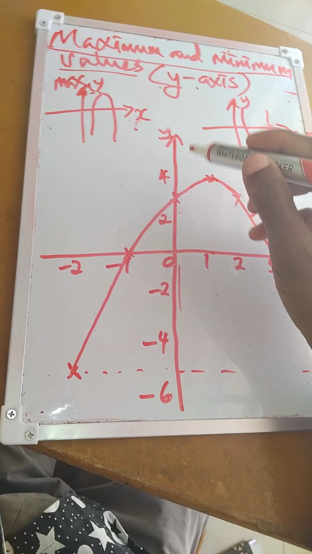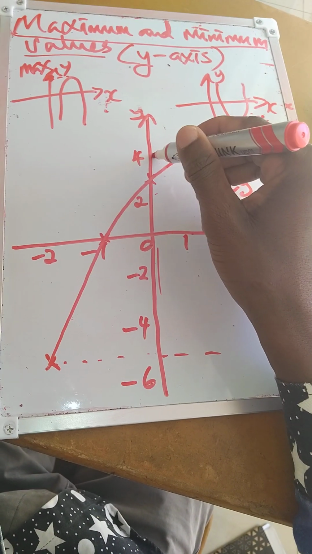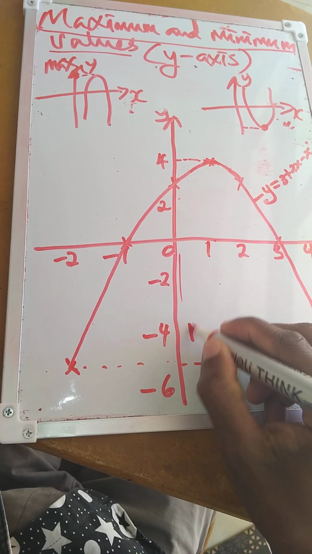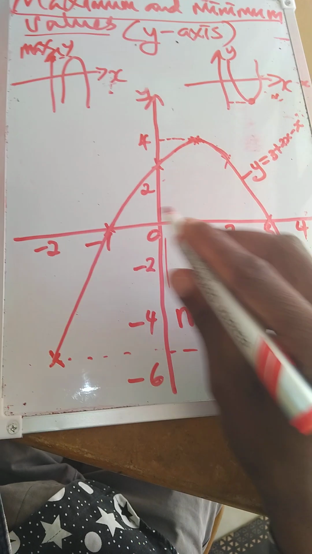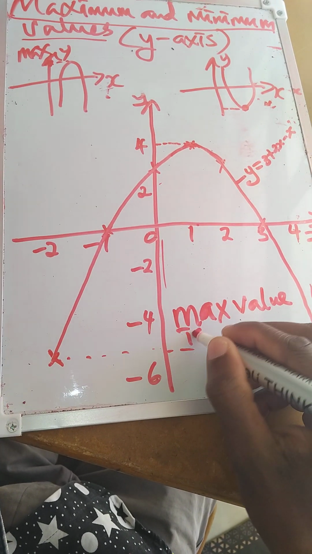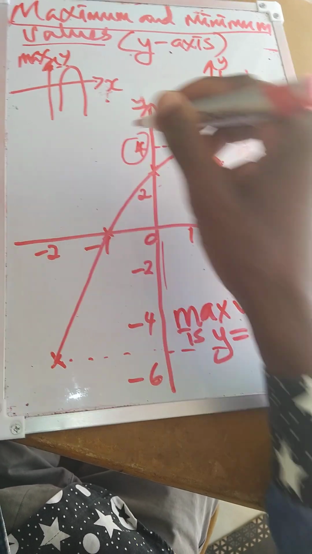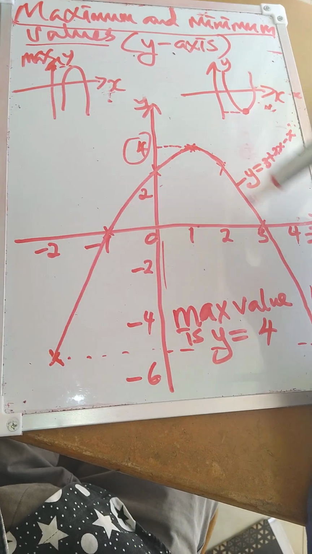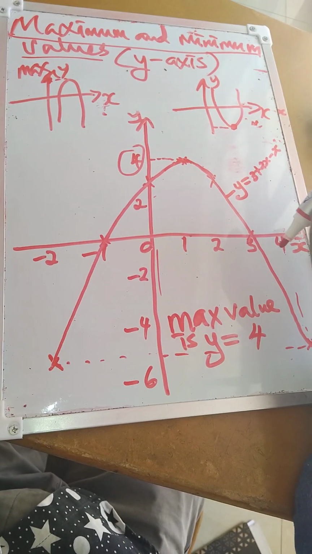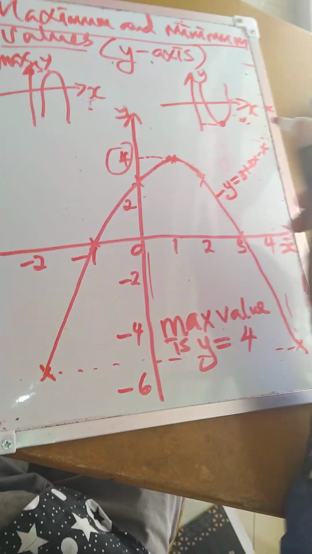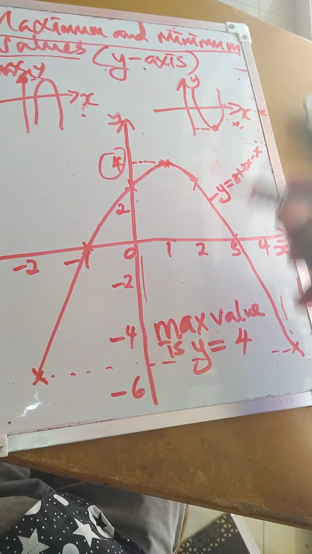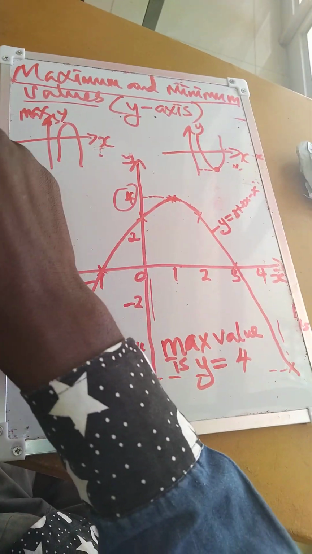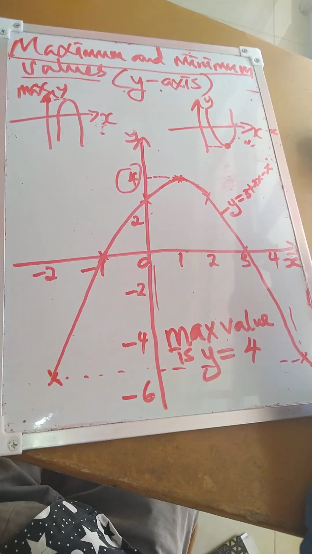So what is the maximum of this graph? The maximum of this graph, this one. And so the maximum value is y is equal to 4. So the maximum is seen at the turning point of the graph. That is the maximum. If the graph were the other way round, we would look for the minimum there. So that is how to find the maximum and minimum value. I think you get it.